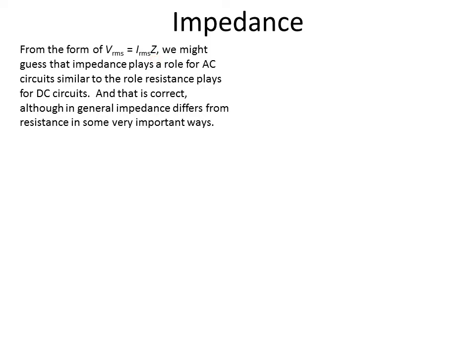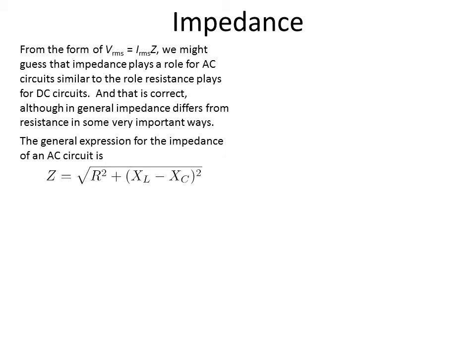quantity, impedance. We see that for resistors, this value is an R. For inductors and capacitors, this value turns into an X. So we may guess that for AC circuits, this is going to play a very similar role to what we've seen with resistance and reactance. However, we're going to generalize it to see how they all actually work together. The general expression for impedance for an AC circuit is as follows.